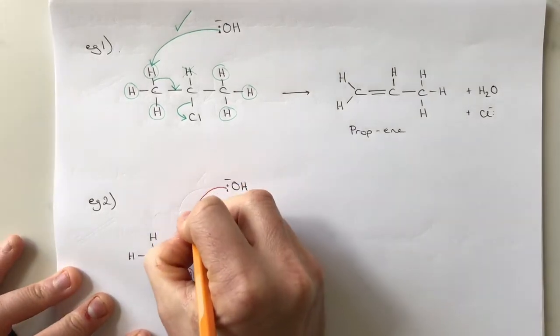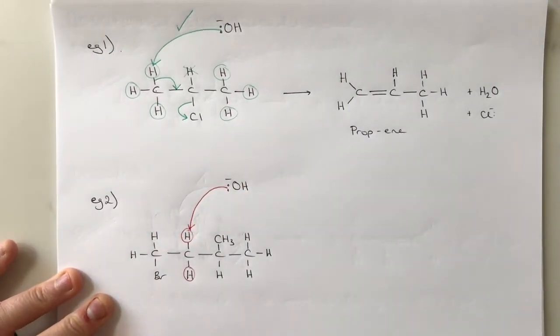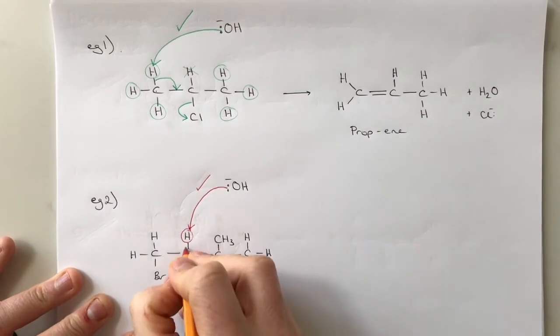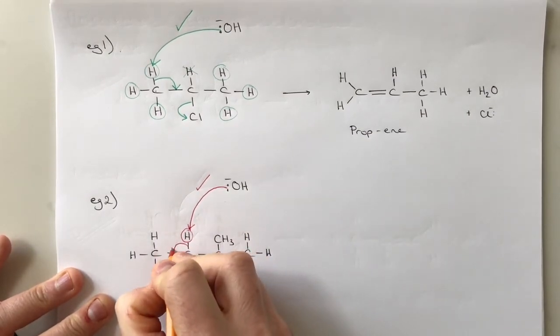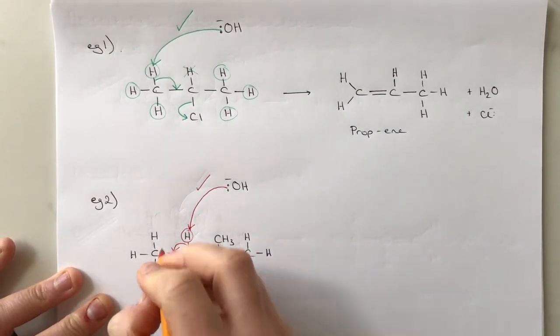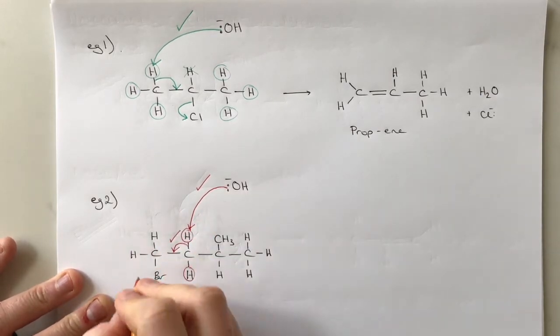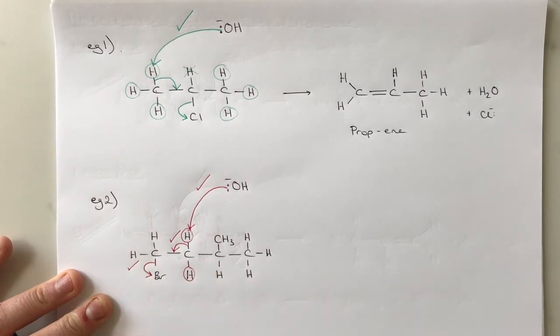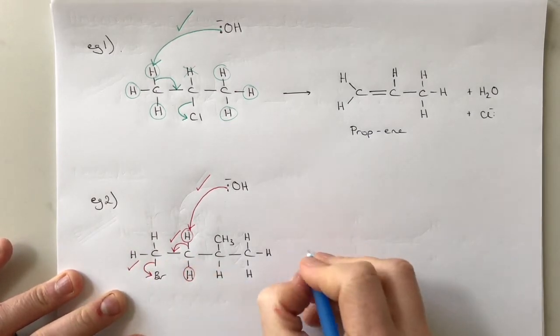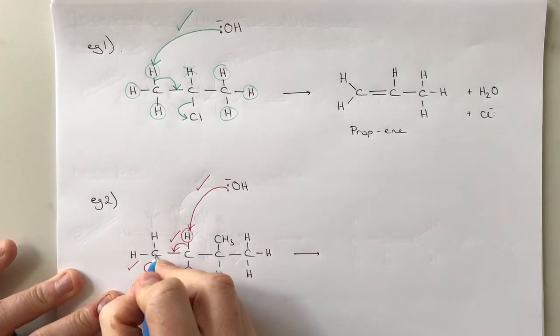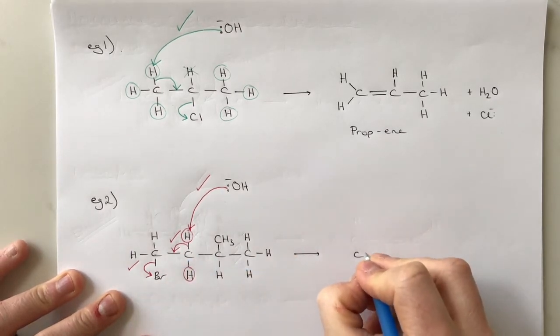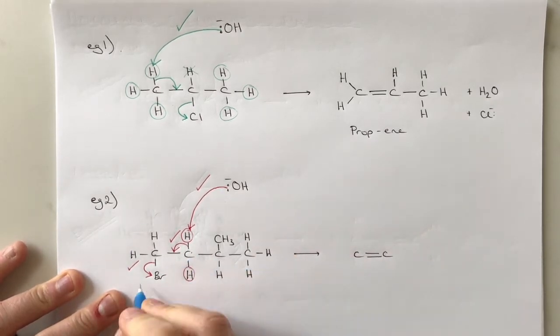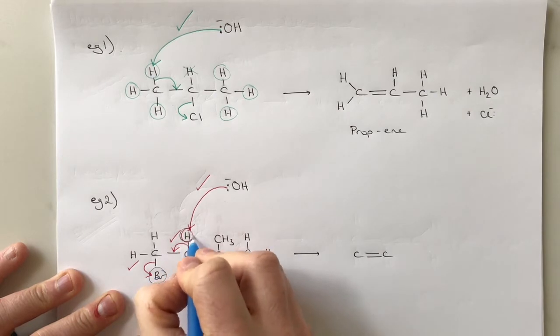Arrow number 1 attacks the hydrogen. Arrow number 2 from the carbon-hydrogen bond into the carbon-carbon bond. Arrow number 3, we then break the carbon-bromine bond. So in this situation, we're going to have our first carbon to carbon bond is now a double because we've lost that and we've lost that.